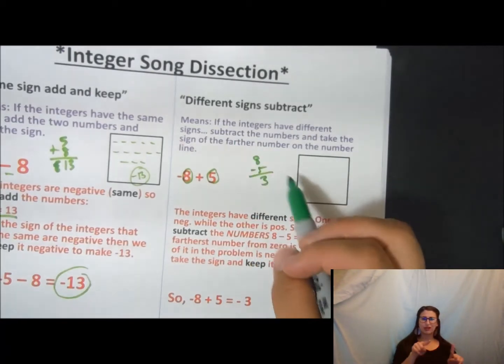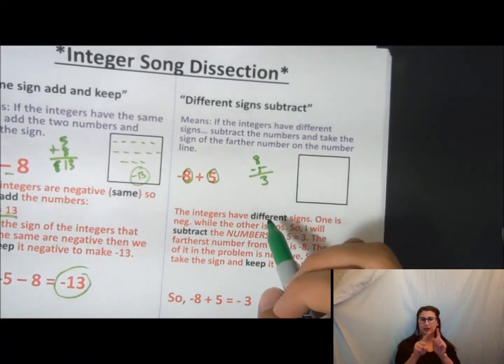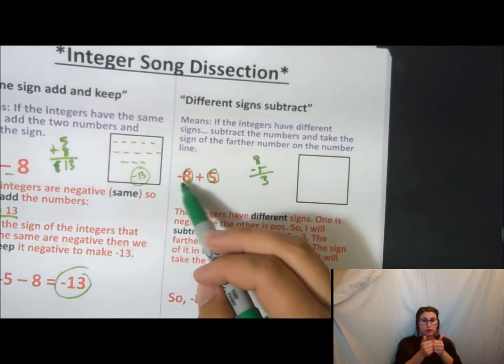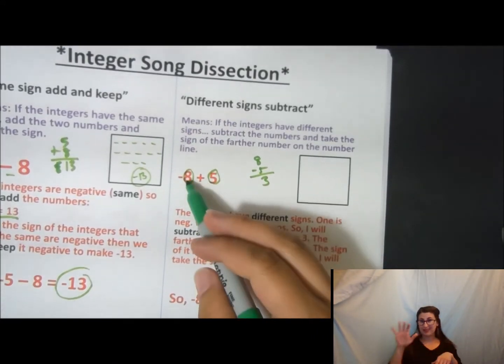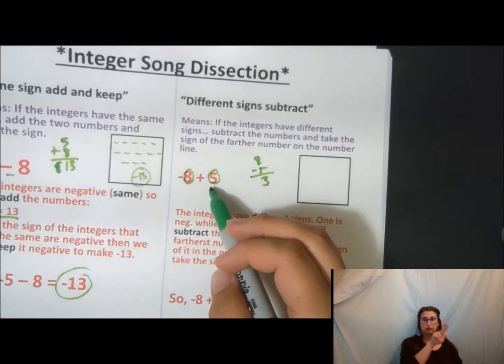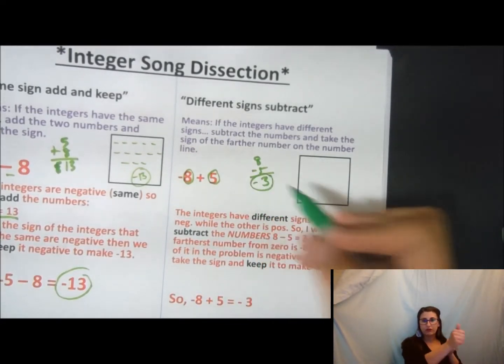But you gotta take the sign of the further number. So which number is further away from 0? Negative 8 or 5? It's negative 8 because that's 8 jumps away, while this one's 5 jumps away from 0. So then the answer is negative 3.